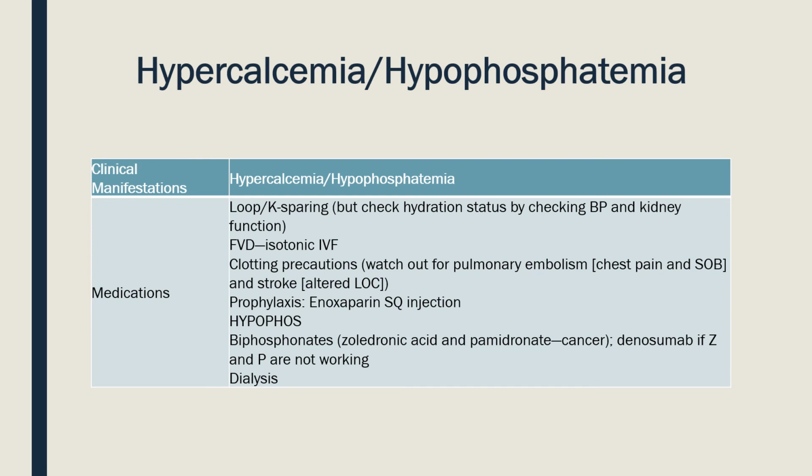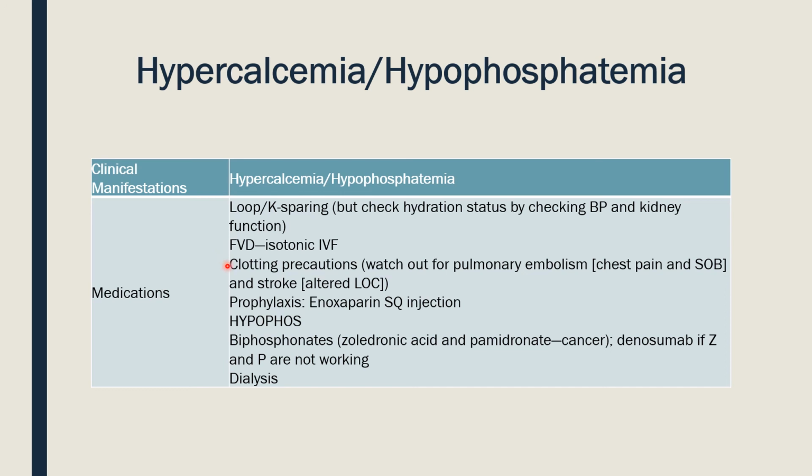Now, for the treatment for high calcium, this time we want to give diuretics to them, loop diuretics or potassium sparing. But remember to make sure you check hydration status, because if your patient is already dehydrated, then you don't want to give something that will make them urinate more. Okay, so you want to make sure you check their blood pressure, you want to check their kidney function, and if they have fluid volume deficit plus high calcium and low phosphorus, you want to give them isotonic IV fluid.